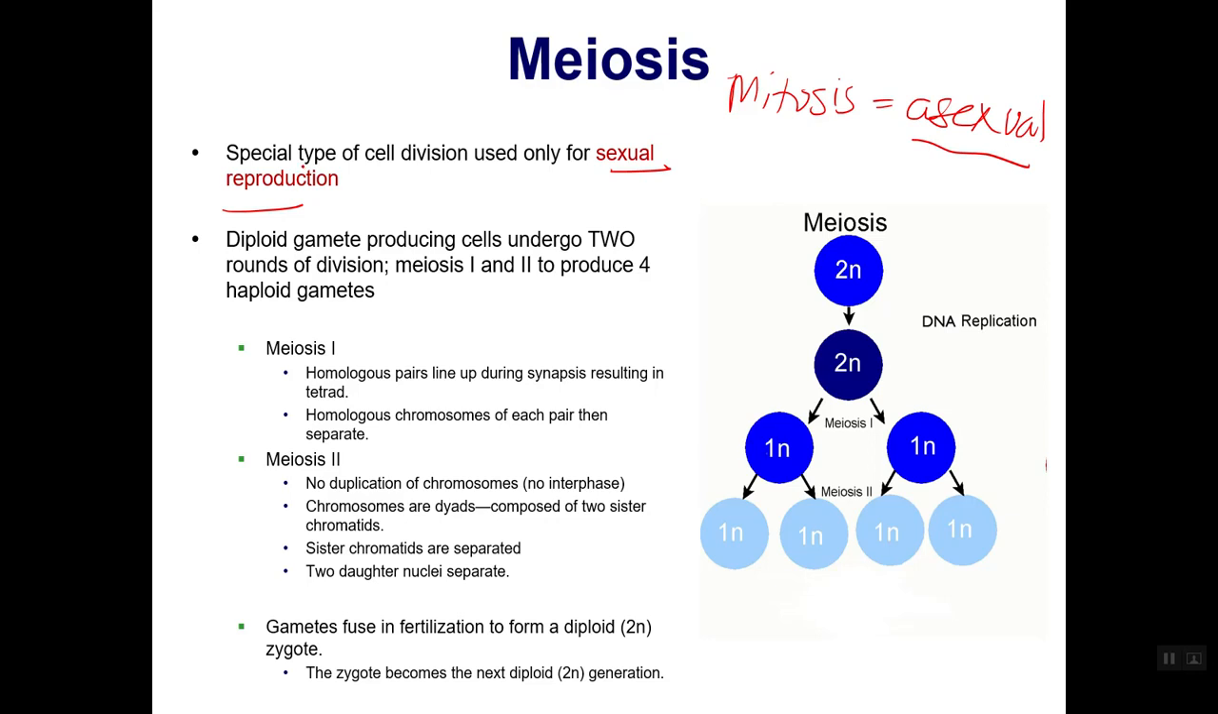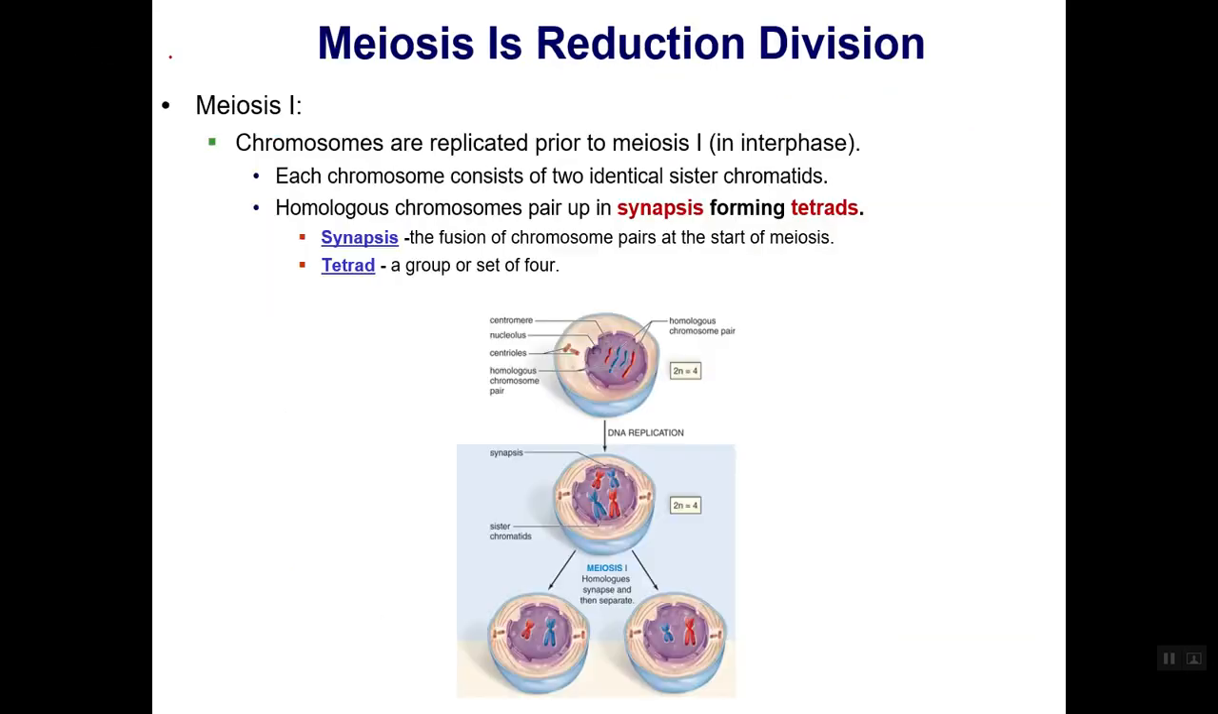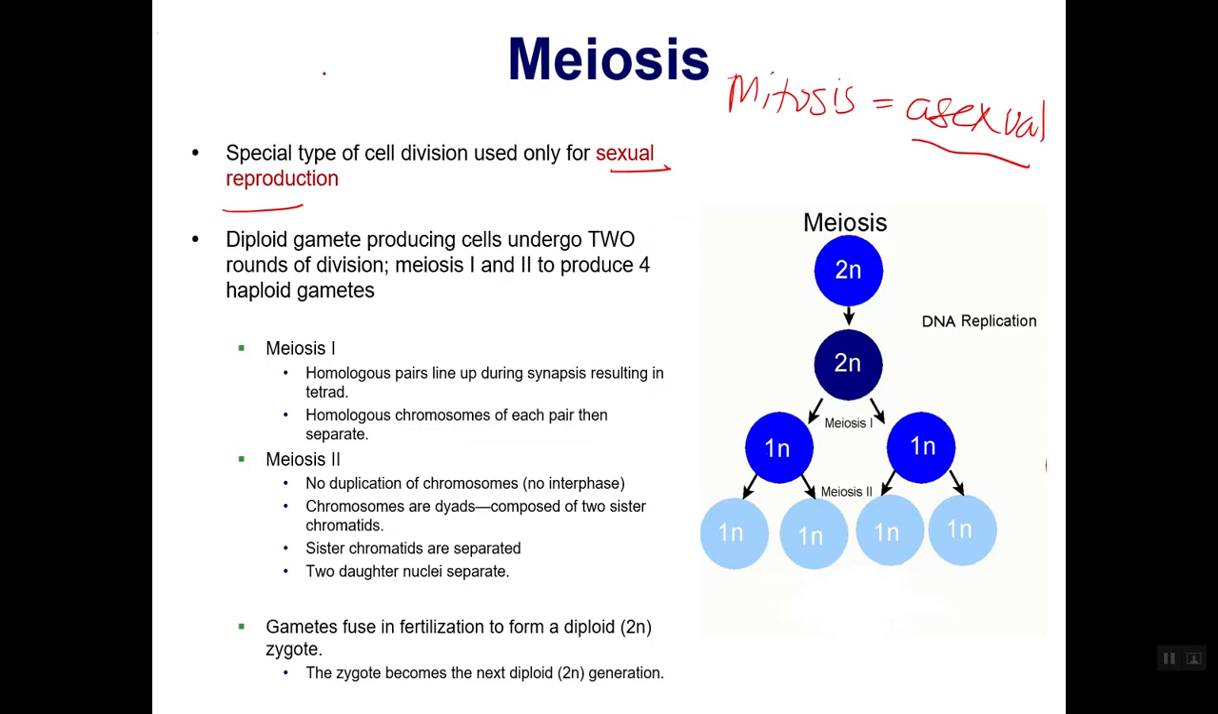Here we have sexual reproduction. Our diploid gamete producing cells in meiosis will undergo 2 rounds of division. We call them meiosis 1 and 2, and ultimately produce 4 haploid gametes. So as a reminder again, in mitosis, we had a cell that divided to form 2 new cells that were genetically identical. That's not what's going on in meiosis.